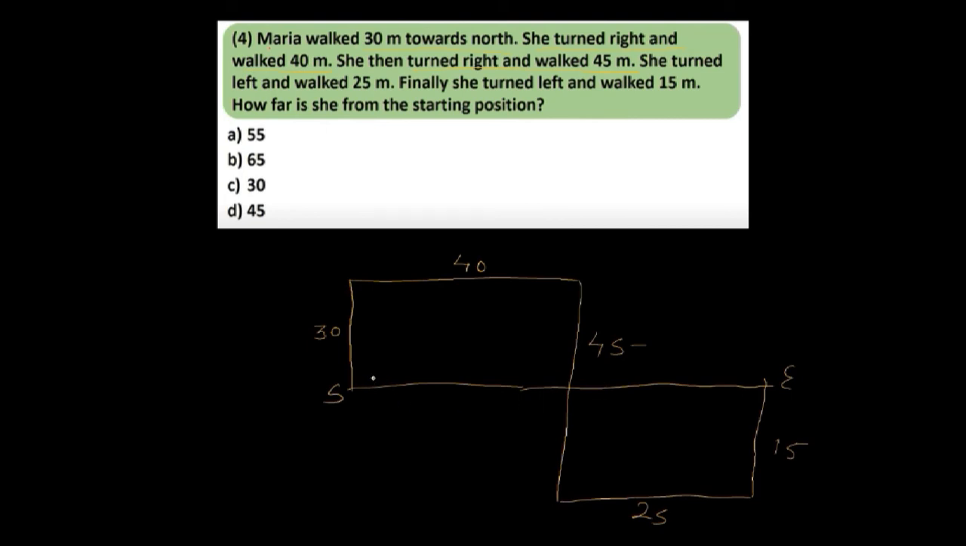So we have to just calculate the distance between this point and this point. So we are aware that this is a right angle, this is also a right angle. So ultimately this intersection also becomes a right angle, and this also becomes a right angle.